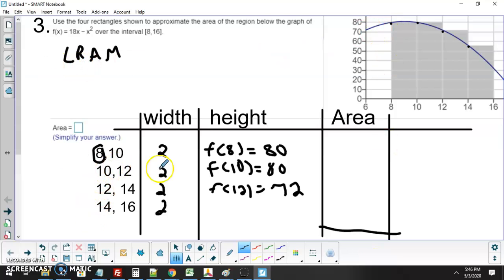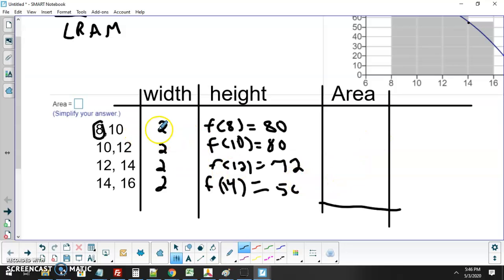All right, so since we're using the left part of our interval, which is 8, we plug 8 into the function. Here's the function, 18x minus x squared, and we get out the height of 80. I did that for 8. The next interval is 10. The next interval is 12. And the last interval, I'm going to figure out f of 14. If I plug in 14 here, I calculate f of 14, and I get 56.